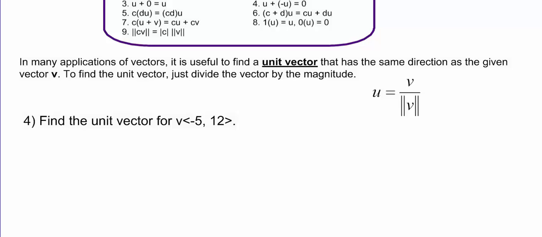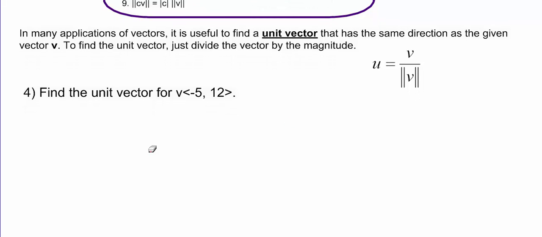Now, here's what we do need to talk about. Many times it's useful with applications to find what's called the unit vector. It's a vector that has the same direction as some vector v, but it has a length or a magnitude of exactly 1. It's kind of like the unit circle has a radius of 1, the unit vector has a magnitude of 1. And it's really a simple calculation. The unit vector is you take your vector v and divide it by the magnitude.